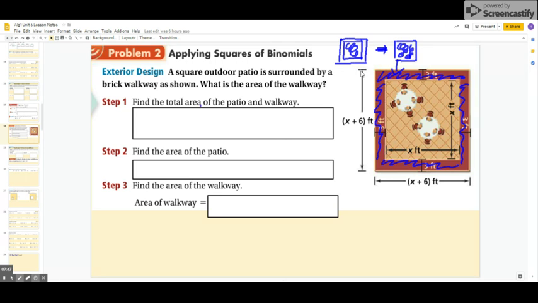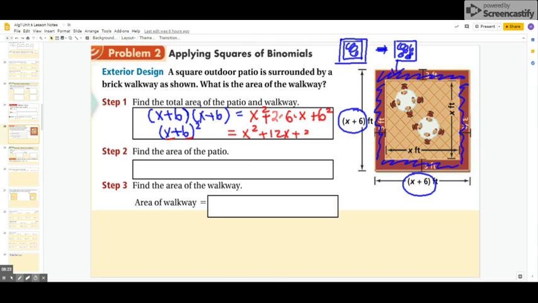So find the total area of the patio and walkway. If you look at the side length, it is x plus 6, right? x plus 6, x plus 6. So you multiply it, then you will find the area. So we learned about this. This is x plus 6 squared. So we're going to use the same strategy. First term squared, and then first term and second term you multiply it, and then you double it, and you square the second term. So it's going to be x squared plus 12x plus 36.